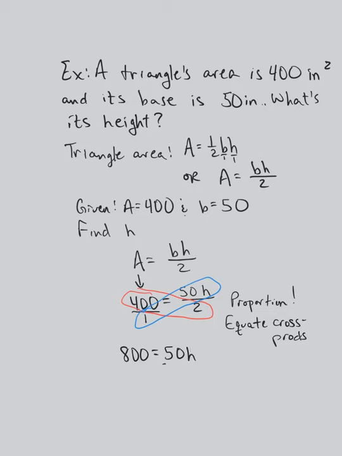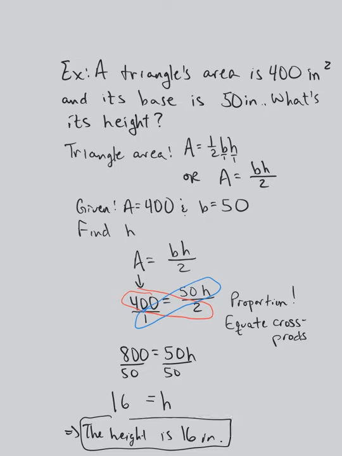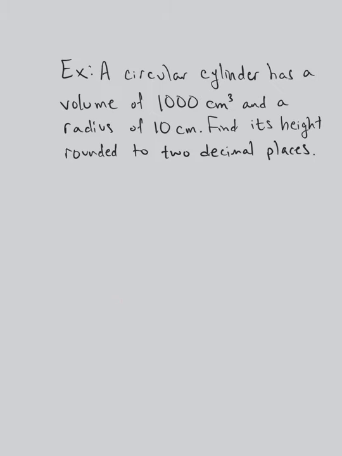All right, so now to isolate H, I just divide both sides by 50. Okay, and so what do I get for H there? I get 16. All right, and so again, remember not to stop here. We would say the height is 16 inches. Okay, so actually answer the question in words, and then also make sure to include those units in your answer.